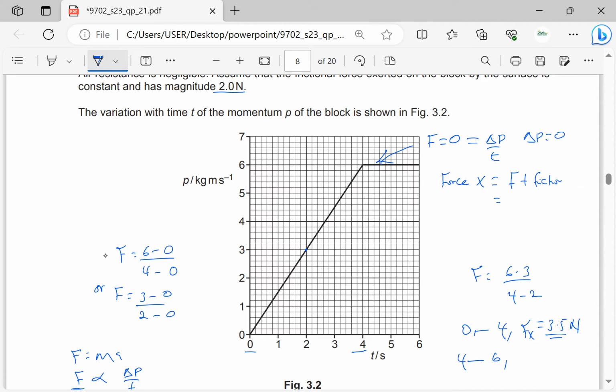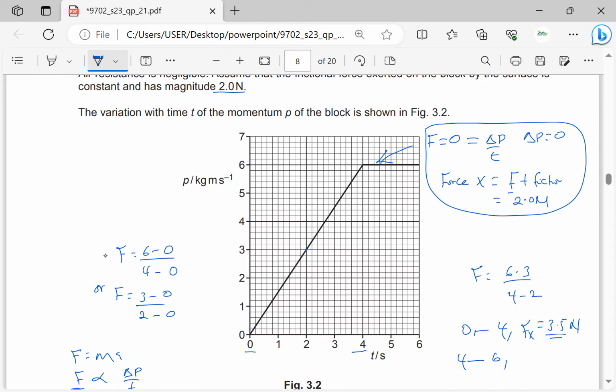So it means force X, since the resultant is 0, is going to just be equal to the friction. And in this case, the friction was 2. So force X is going to be 2 newtons for this part here.